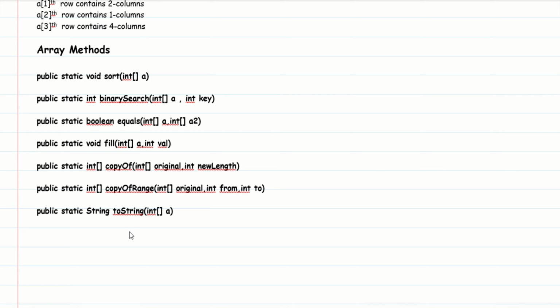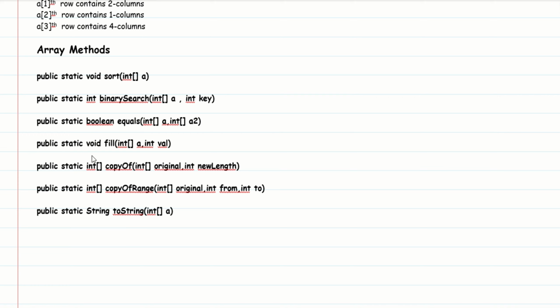Another thing is, whenever you try to access an array element out of bounds, that is, if your array length is 5 and you are trying to access index 6 or 7, then it will throw an ArrayIndexOutOfBounds error. So be careful with those things.